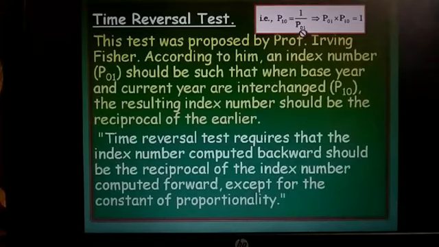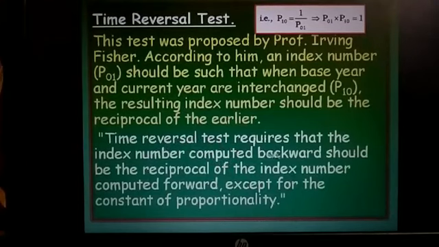One more way it can be expressed, the time reversal test, which is given here in the second paragraph with white font. Time reversal test requires that the index number computed backward should be the reciprocal of the index number computed forward, except for the constant of proportionality. In this way also the definition can be expressed.